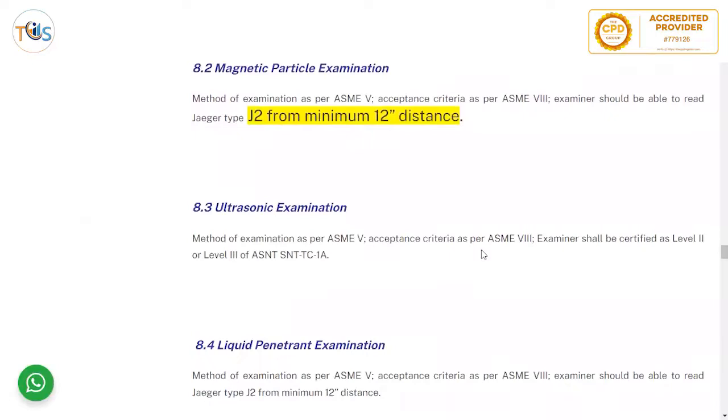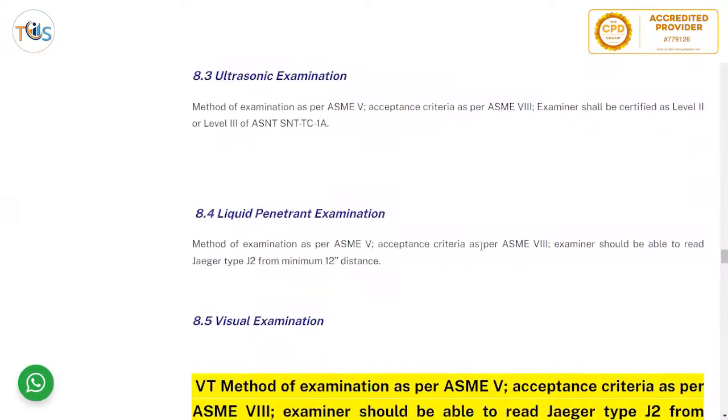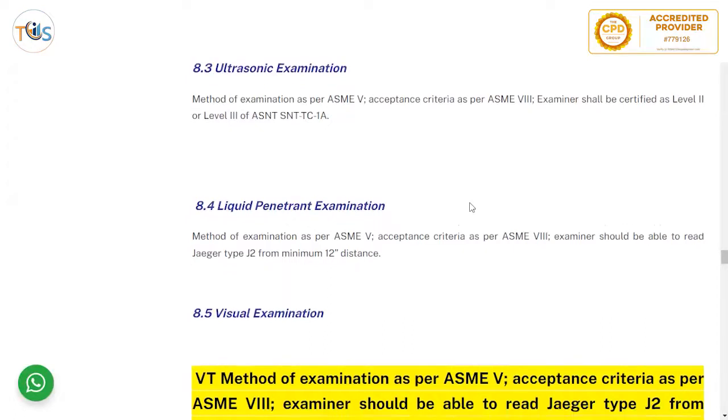Magnetic particle examination: methods of examination as per ASME Section 5, acceptance criteria as per ASME Section 8. The examiner should be able to read Jaeger type J2 from a minimum 12-inch distance. Ultrasonic examination again from ASME 5 and acceptance criteria ASME 8, and the examiner shall be certified as Level 2 or Level 3 per ASNT SNT-TC-1A.